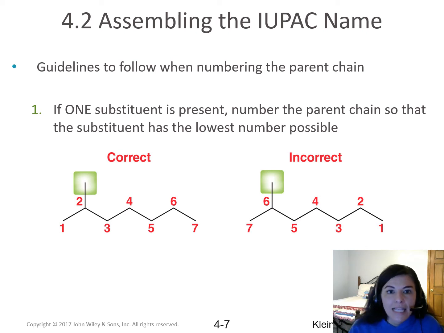Okay, here's an example. We have a 7 carbon long chain. We can number it one of 2 ways. In the first way, the methyl group is on number 2. In the second way, it's on number 6. We number so that the methyl group, the substituent, gets the lowest possible number.